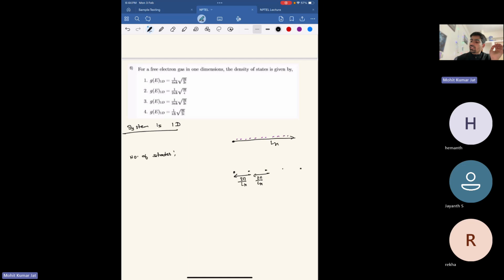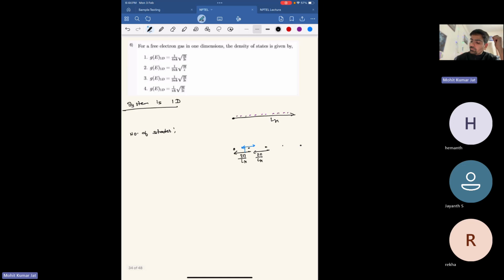To cover a single state, I will have to have a region of 2 pi by Lx. In that range only, I can fit an electron, an allowed state where an electron can sit or stay in that region. So the number of states, that is N, will be nothing but dk, the allowed region in k space, divided by 2 pi by Lx.